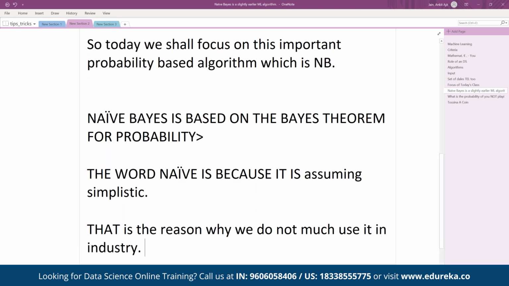This is a little technical definition. All those who are new, don't worry about it, but for those who know about it, I'm just giving you one extra piece of information: why I'm not using Naïve Bayes in industry is because the assumptions by which it calculates the probability are not very true to real life. That's why we don't use it, but even then it does a good job.